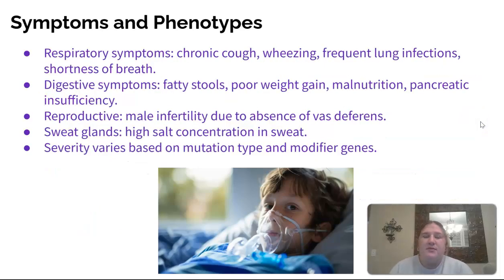Okay. Symptoms and phenotypes. The respiratory symptoms are a chronic cough, wheezing, frequent lung infections, and shortness of breath. Digestive symptoms include fatty stools, poor weight gain, malnutrition, and pancreatic insufficiency. A reproductive symptom is that it does cause male infertility due to the absence of the vas deferens. And in the sweat glands, there's a high salt concentration in the sweat. The severity of the disease varies based on the mutation type. As we said, there are a lot of mutation types, and also modifier genes.